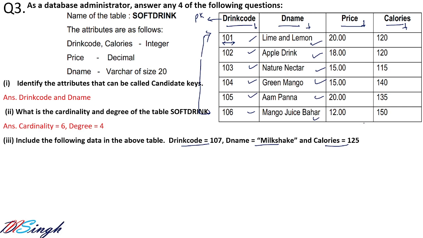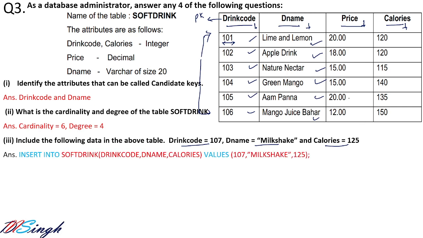Then you can write the values. After that, you can write the values inside the parenthesis. So insert into table name soft drink, then column list inside the parenthesis, comma separated. After that, values. Then you are going to write the values. So in that way, this is the answer for your insert table. What is important here? You have to have that in mind. What is the syntax of insert command? Insert command syntax you should be remembering.